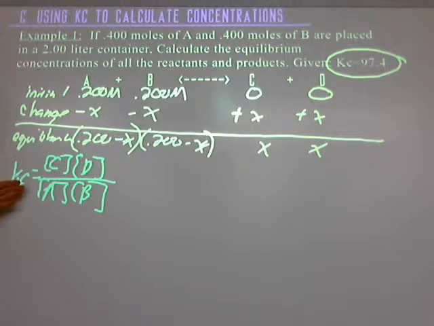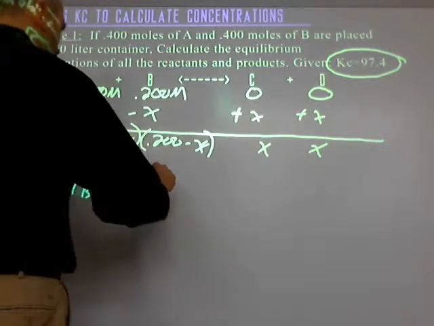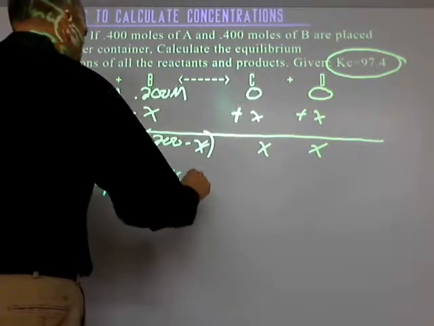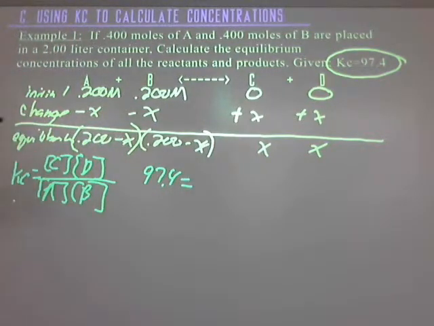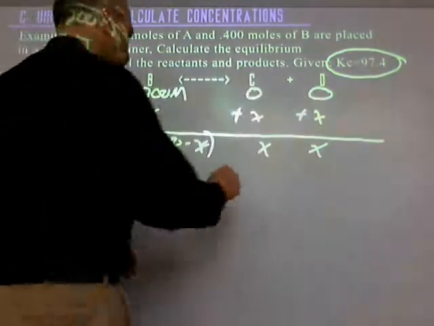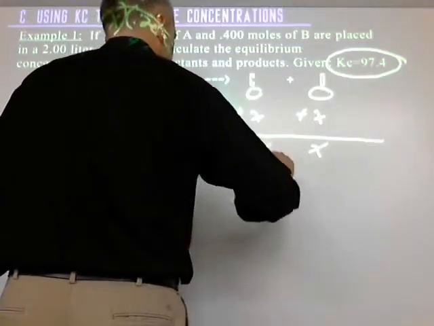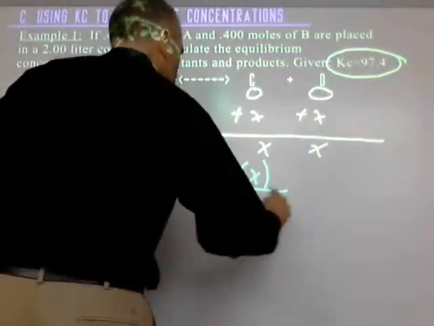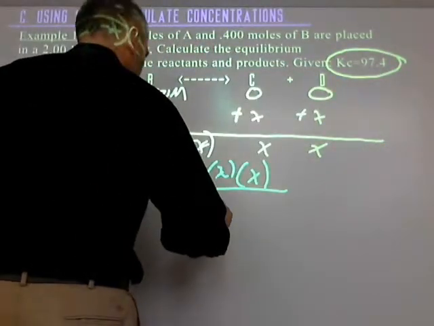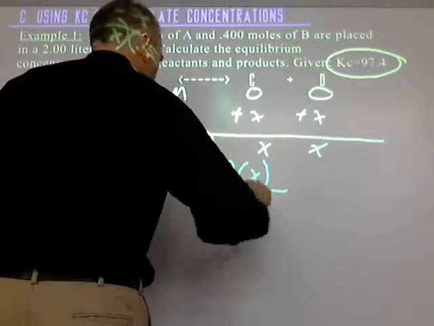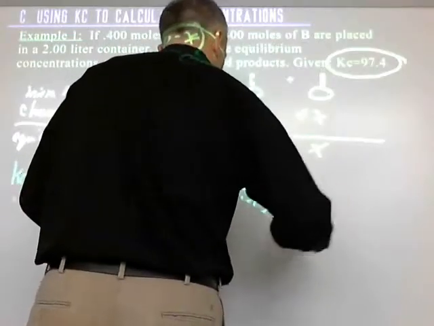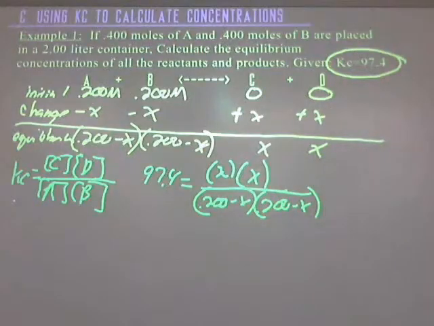I know Kc. All right, what do I know Kc to be? I know Kc to be 97.4, therefore equals, I'm going to plug in everything in terms of x, which would seem to make this a very difficult problem. But there's a little trick to this one that makes it easy. C and D are x and x, so we put x times x. A and B are 0.200 minus x and 0.200 minus x. Now, there's your equation.